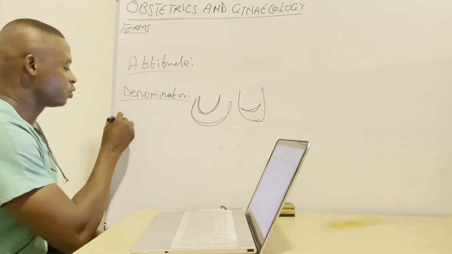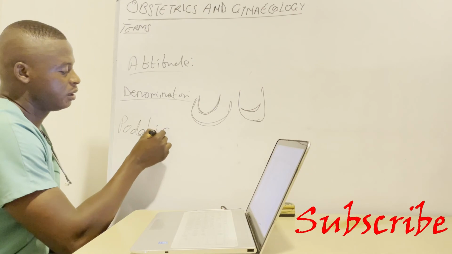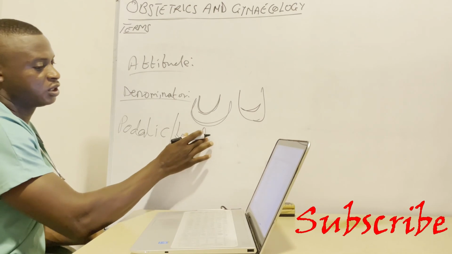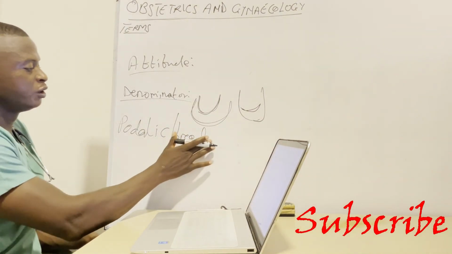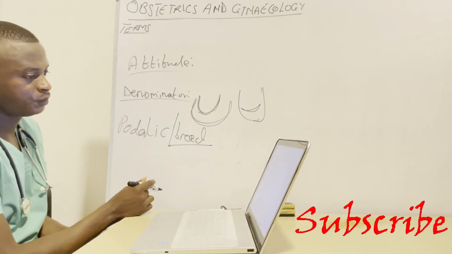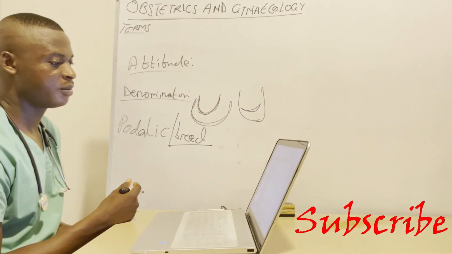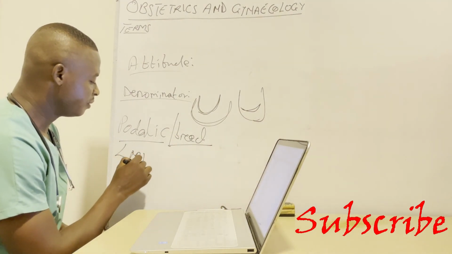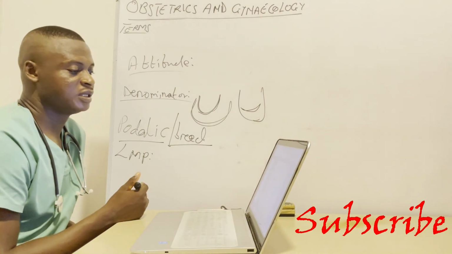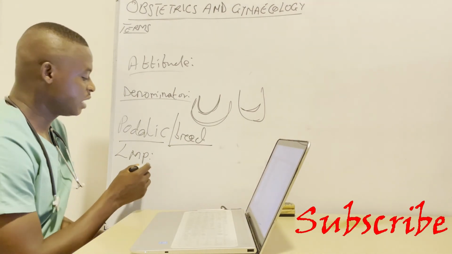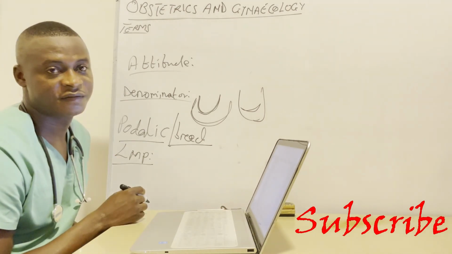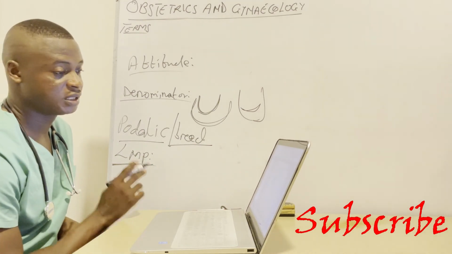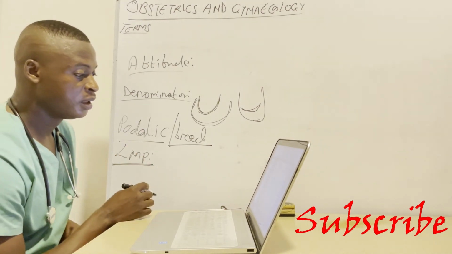Now let's look at what you call podalic. You also call it the breech. That's breech presentation, which means the child or the fetus is coming with the buttocks instead of coming with the head. We call it podalic or breech presentation. Let's look at LMP, standing for last menstrual period. This last menstrual period is calculated from the first day of your menses. So the first day of your last menses is the LMP. Take note of it. You will use it in later days.